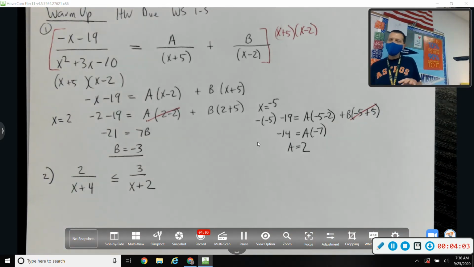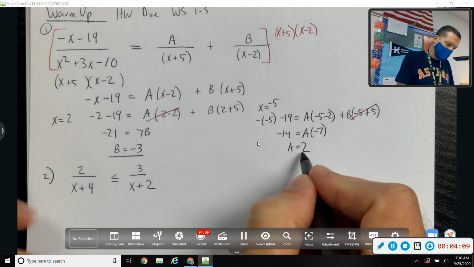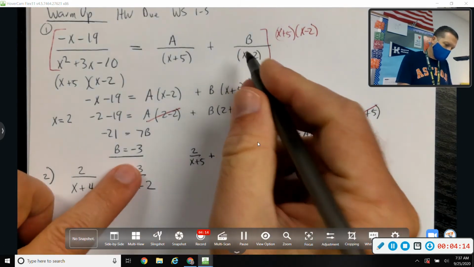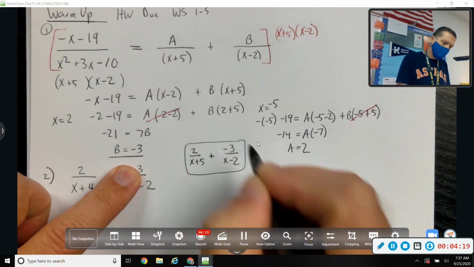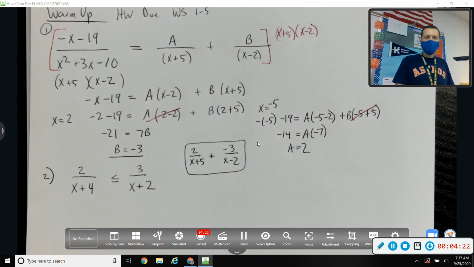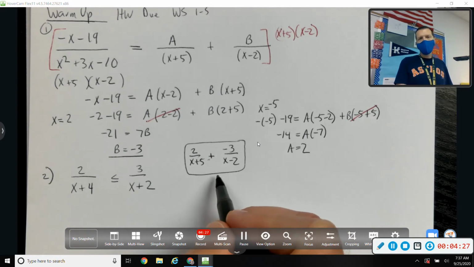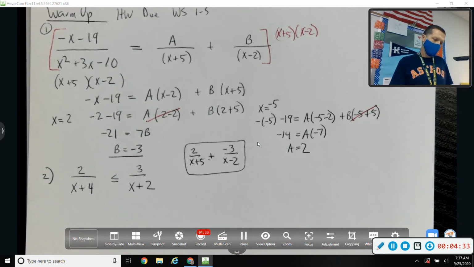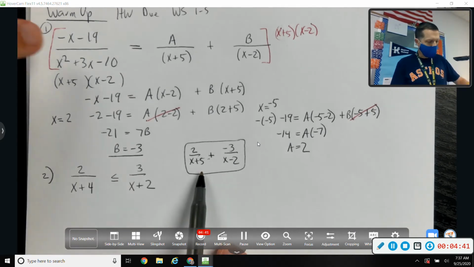Still not quite done yet because we want to answer the question in the form that is required. So I'm going to write a over x plus 5 plus b, which is negative 3, over x minus 2. Which I guess means I could have put this as minus 3 over x minus 2. The order doesn't matter either. You could switch the order of those and be okay. And lastly, if you really wanted to check that, you could get a common denominator and add, and you should get back to where we started.